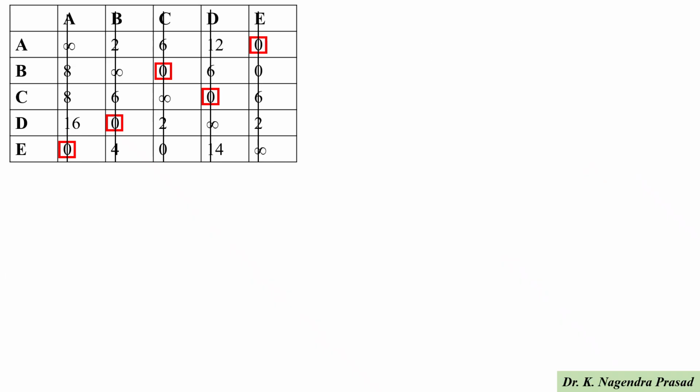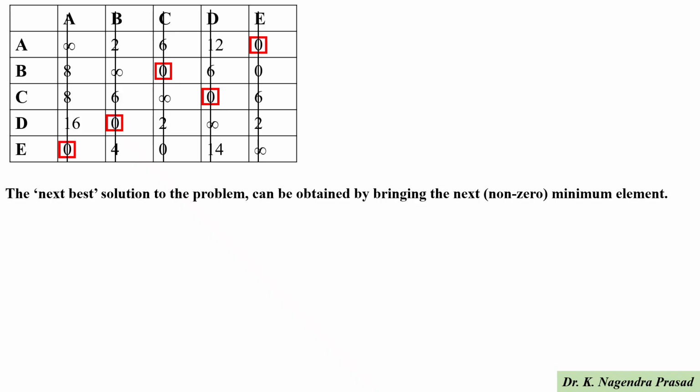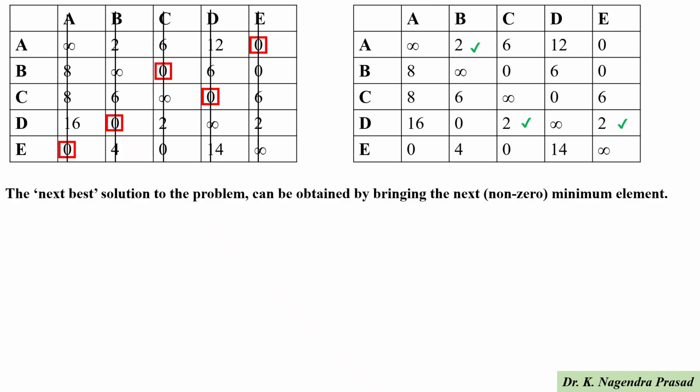Applying the Hungarian method to this problem does not give the best solution. The next best solution can be obtained by bringing in the next non-zero minimum element. So we have to bring the minimum non-zero element as the assignment. Here the minimum values after the 0 are the 2s, in the cells A to B, D to C, and D to E.